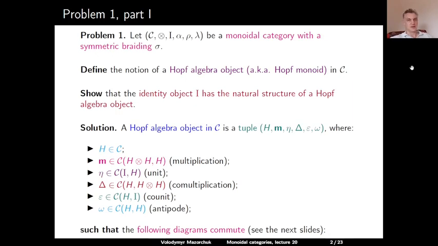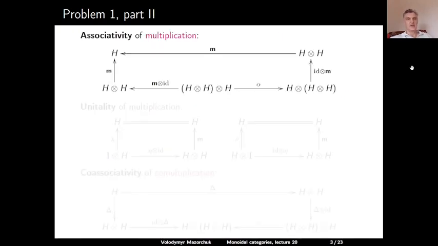So now we start the list of all the commutative diagrams associated with a Hopf algebra object in a monoidal category. So first of all, the multiplication should be associative. Starting from H tensor H tensor H, the two bracketings are connected by the associator alpha. Then we can go to H in two different ways, by multiplying the first two components or the last two components, and then multiplying the outcome, going to H. So this diagram should commute.